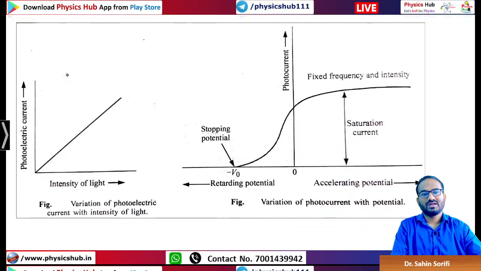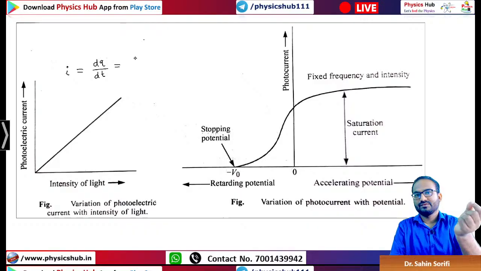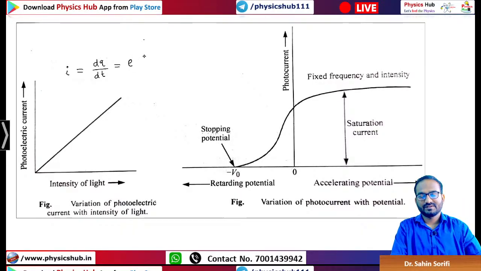So you see the current, what is current? I is the rate of flow of charge, dq by dt. Now what is this dq? Let's say there are n charges, and each charge carries the charge of an electron, so it is e times dn by dt. You are increasing the intensity of light, meaning you are increasing this factor. So that is why this photoelectric current increases linearly.